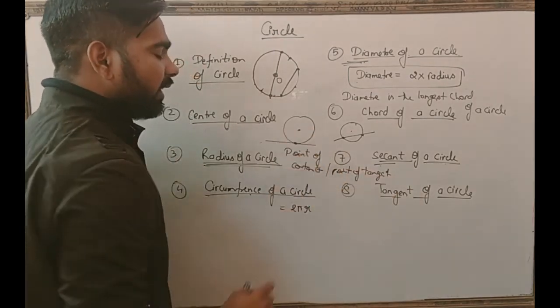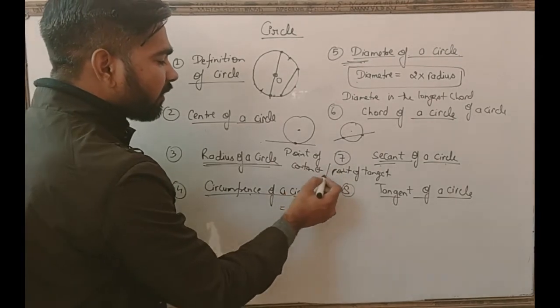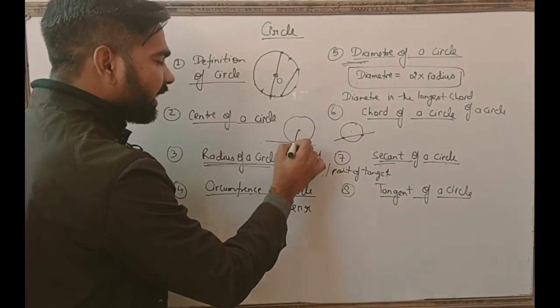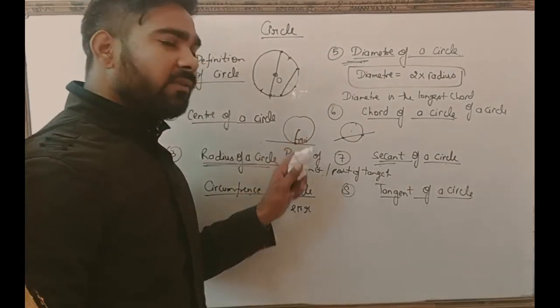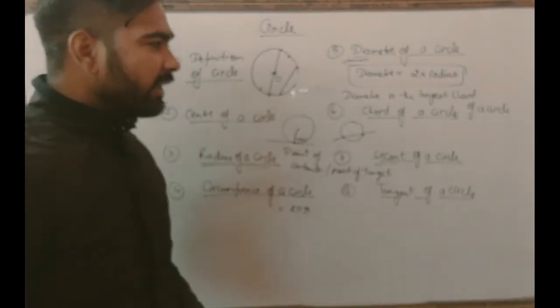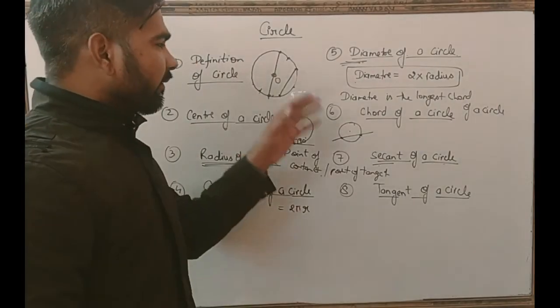If we join the point of contact or point of tangency to the center of the circle, it always makes a perpendicular angle, an angle of 90 degrees. Okay, so I think it is clear from this session.